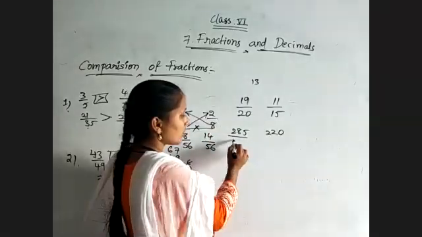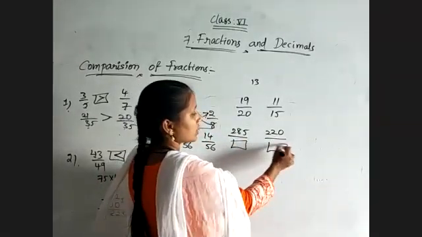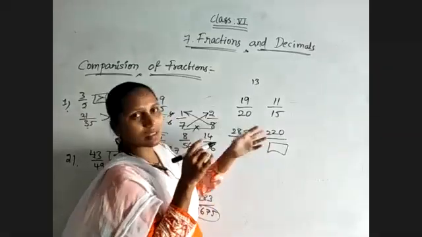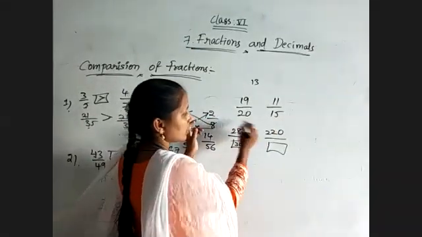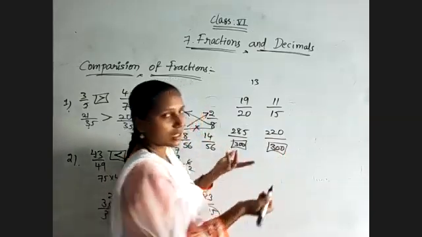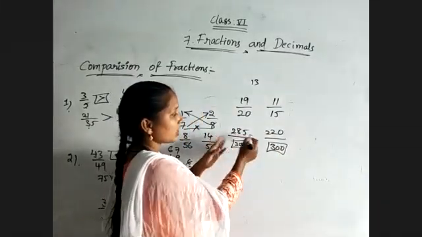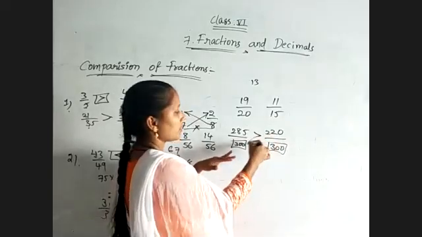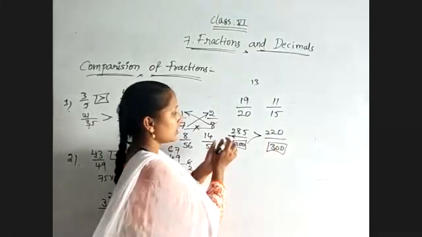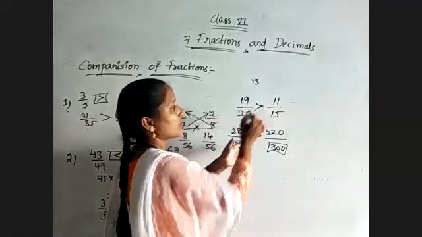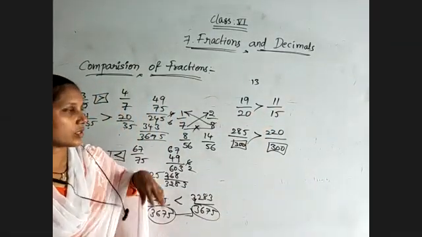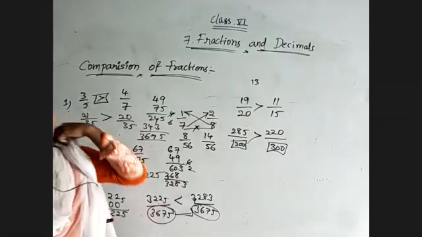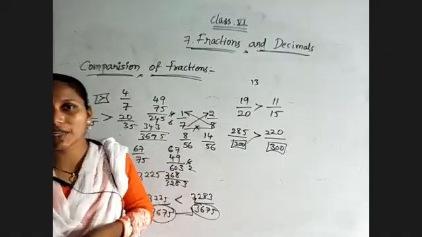So now no need to decide what about this. No need to take that one. If you want to take, no problem. 15 2s are 30, so 300 will get. And here also we will get 20 into 15 also 300 only. So automatically 285 is more than 220, means complete fraction is more than this fraction. That is 19 by 20 is more than 11 by 15. That's all. This is about comparison of fractions and how we are using cross multiplication.